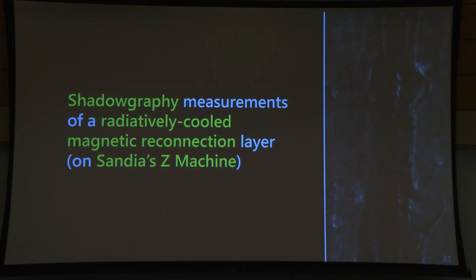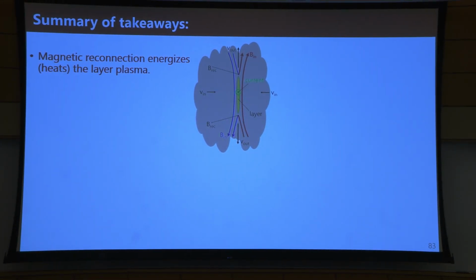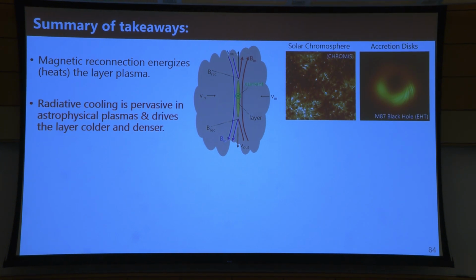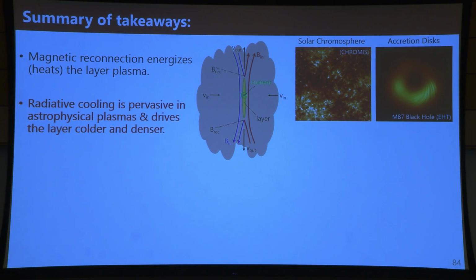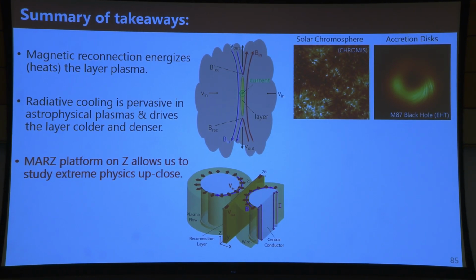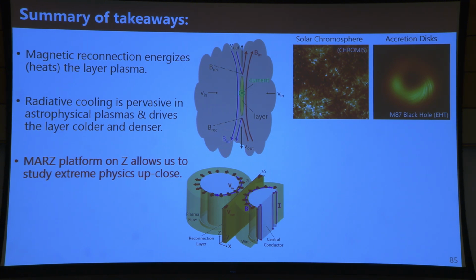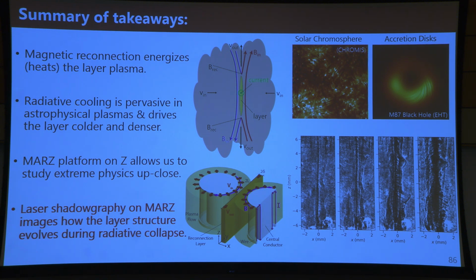So with this, we've broken down all the key terms in the title, and very briefly, four quick takeaways. First, magnetic reconnection is an energizing process. It heats the layer plasma. Second, radiative cooling is pervasive in astrophysical plasmas, and it drives the layer to be colder and denser as time progresses. Third, the Mars platform on Sandia's Z machine allows us to study extreme plasma physics in an up-close and detailed manner. And fourth and finally, laser shadowgraphy is the technique that we're using in order to image how the layer structure evolves during the radiative collapse.